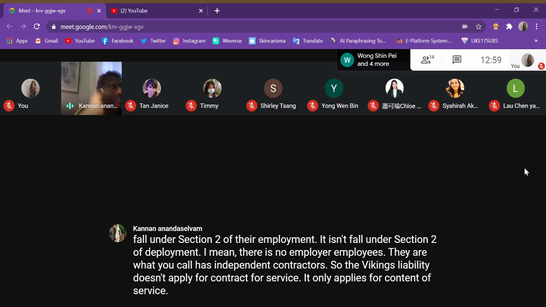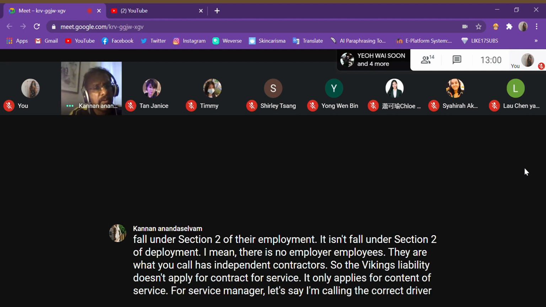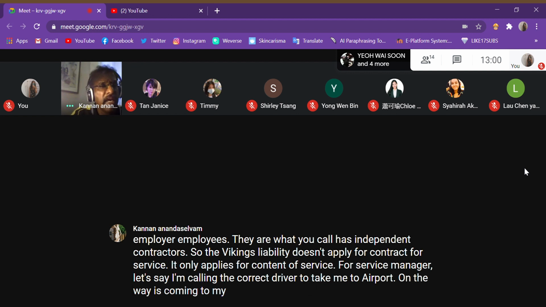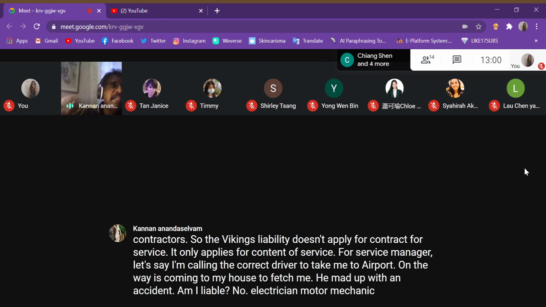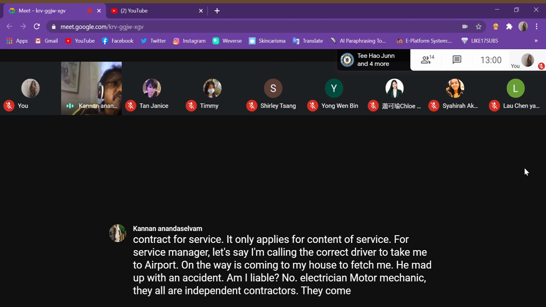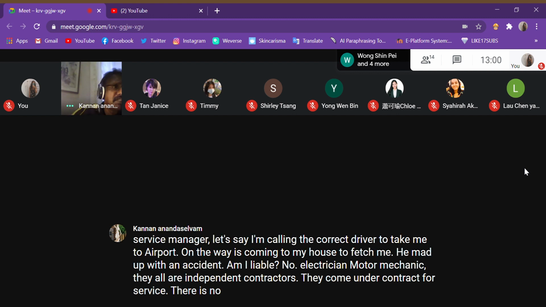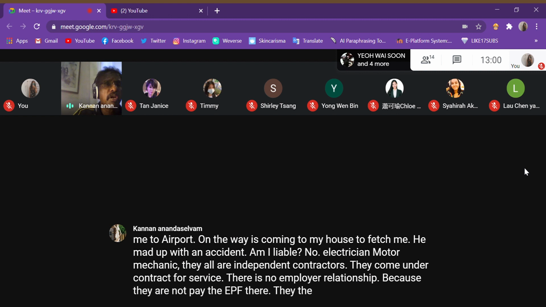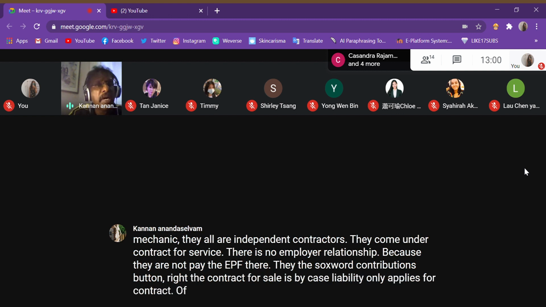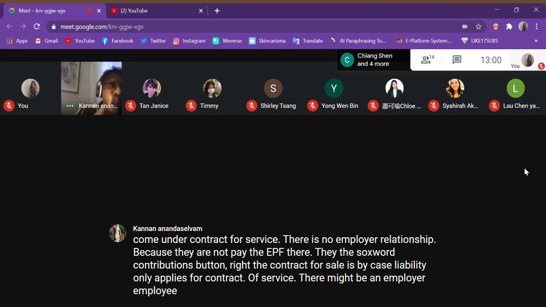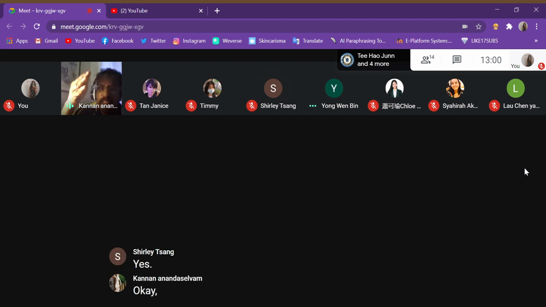For service means, let's say I'm calling a Grab driver to take me to the airport. On the way, while coming to my house to fetch me, he meets with an accident. Am I liable? No. Electricians and motor mechanics are all independent contractors. They come under contract for service. There is no employer-employee relationship because they are not paid EPF and SOCSO contributions. So this vicarious liability only applies for contract of service. There must be an employer-employee relationship. Clear? Okay, that is the first requirement.